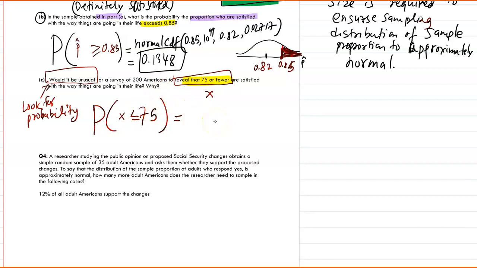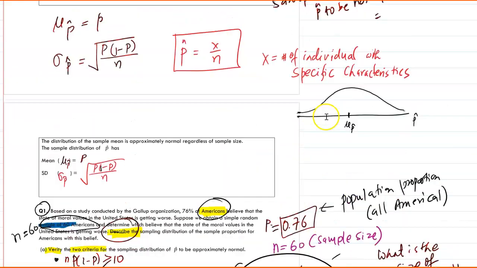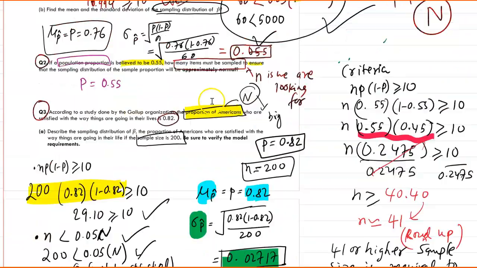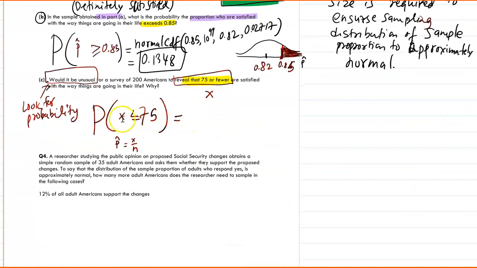Okay, but I need p hat here. That means out of 275 people satisfied, and then what's the p hat here? P hat is going to be x over n, since we have the formula on the top here. See, x over n, and I'm going to use this p hat in this place. And for the next line, let me just find the p hat first.